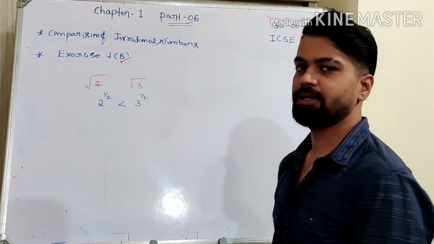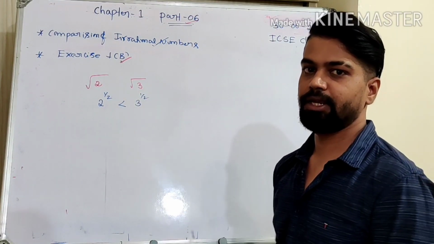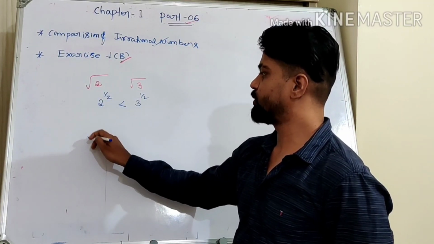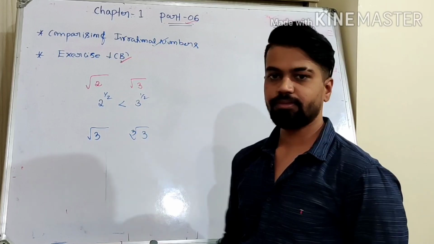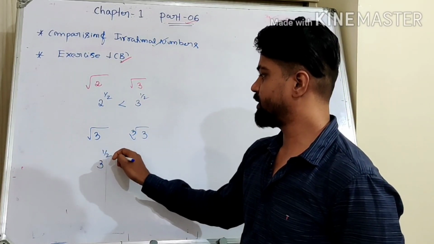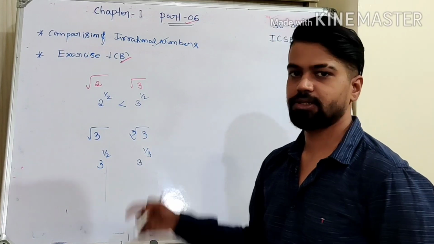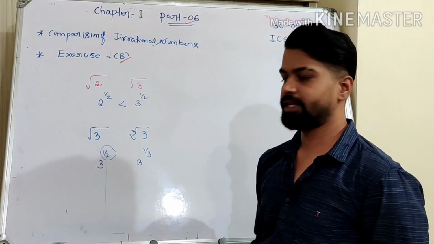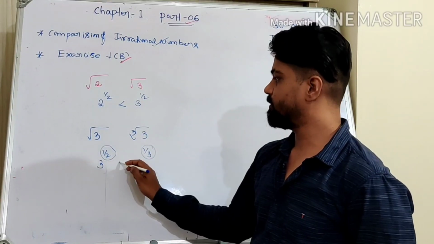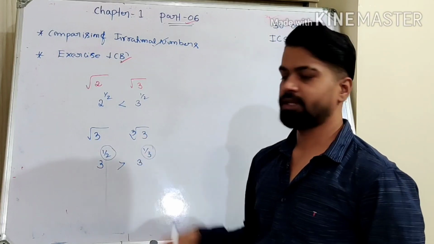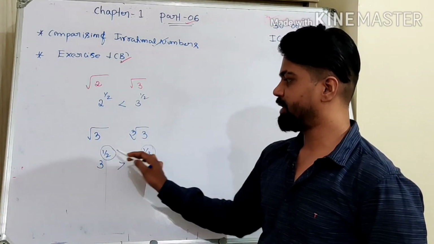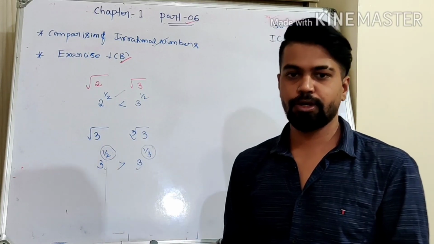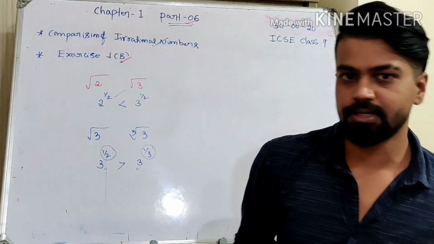But in some questions, the powers will be different and the bases will be different. Then we cannot compare, so either the bases should be the same. For example, root 3 and cube root 3. When I see this, 3 power 1 by 2 and 3 power 1 by 3, now the bases are the same. When the bases are the same, we only think about the power. 1 by 2 is greater than 1 by 3. That is the reason root 3 is greater than cube root of 3. So here powers are compared, and there bases are compared, because the power is the same in one case and the base is the same in the other. That is the logic we are going to use to compare irrational numbers with different powers.